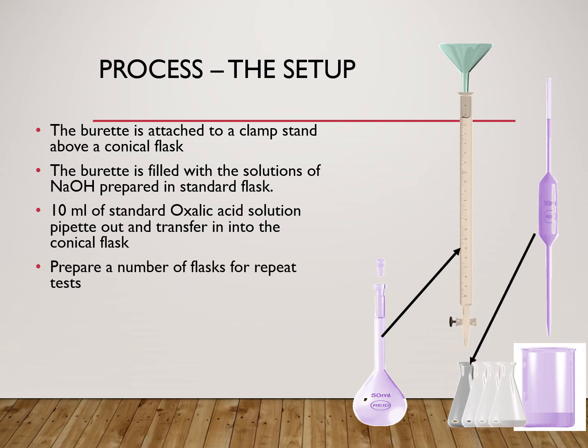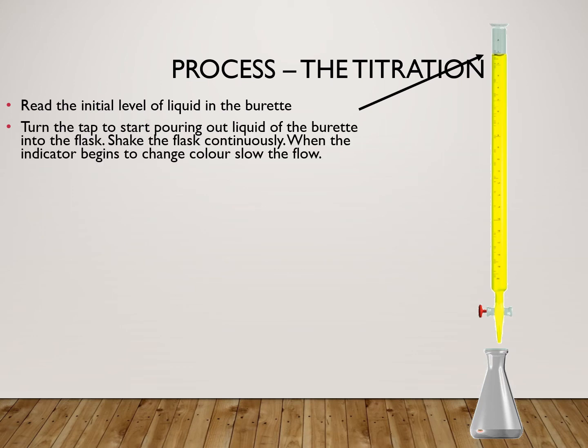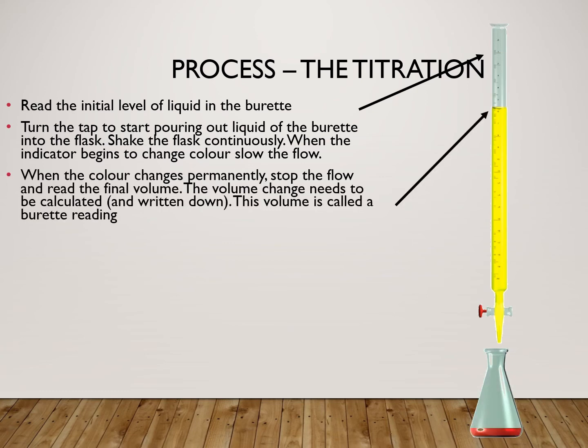Prepare a number of flasks to repeat the test. Lastly, the indicator phenolphthalein is added to the conical flask. The process of titration can be like this. Read the initial level of the liquid in the burette. Turn the tap to start pouring the liquid into the flask. Shake the flask continuously. When the indicator begins to change color, slow the flow. When the color changes permanently, stop the flow and read the final volume.